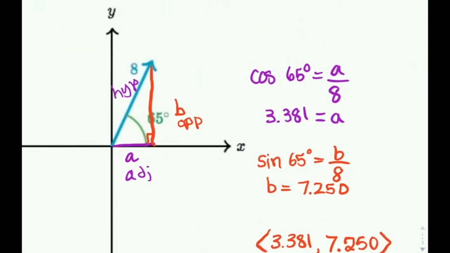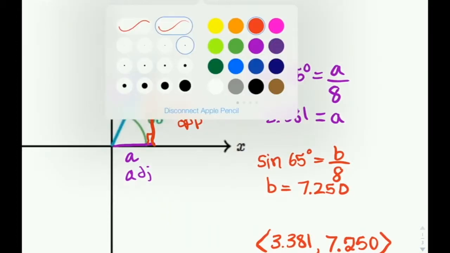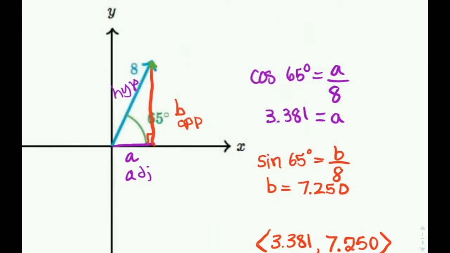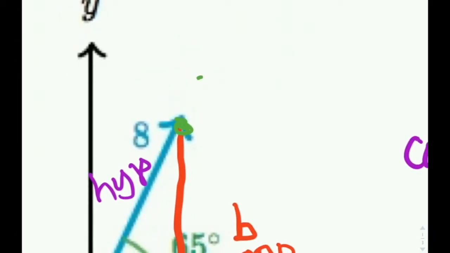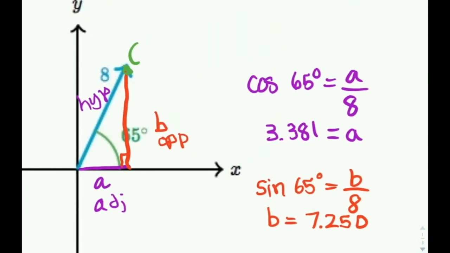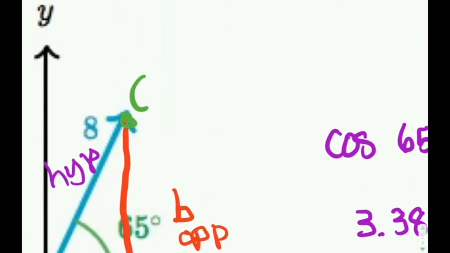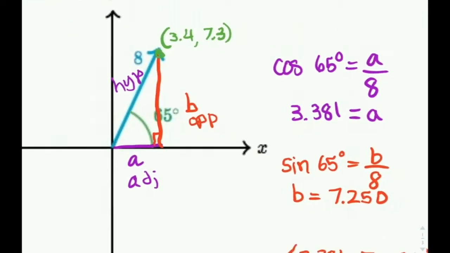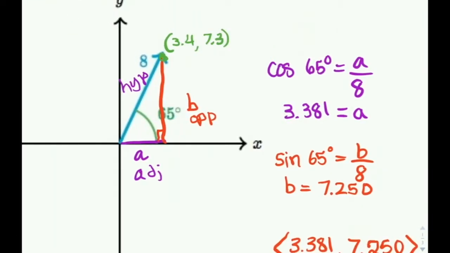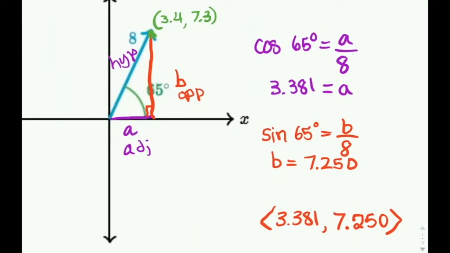Which, if you think about it geometrically, means that the coordinates of your point right here, your terminal point for your vector, are like 3.4 and 7.3. Which, if you look at it, makes sense for our situation, so you can do a little bit of a double check for yourself. Vector in component form should look like that.